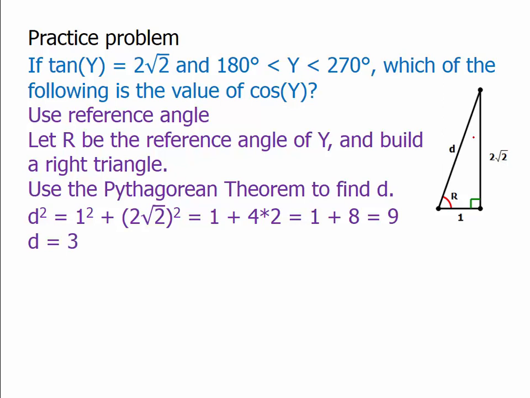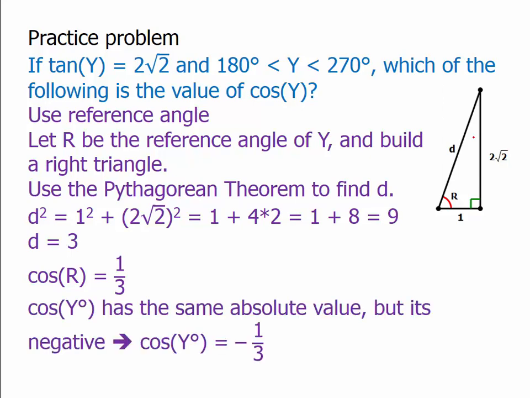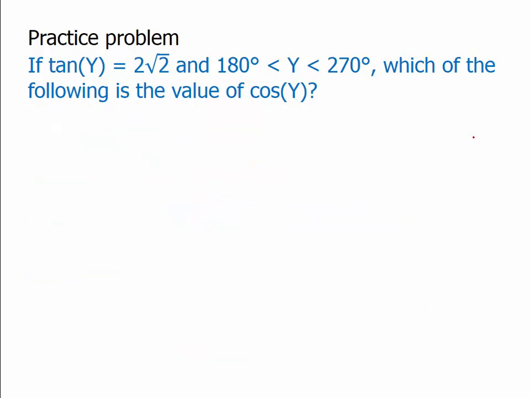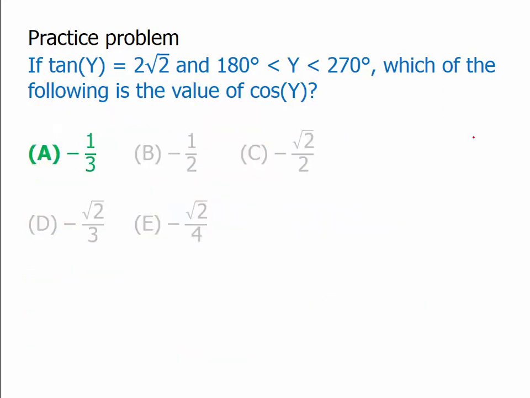So now inside that little reference triangle, we can find the cosine. The cosine of r is 1/3. Well, now we're golden because we know that the cosine of y will have exactly the same absolute value, and we just have to adjust the positive or negative sign. And so, of course, again, third quadrant, we need something negative, so we take the same absolute value and we make it negative. And so the cosine of y would be negative 1/3. So we go back to our answers and we choose negative 1/3.